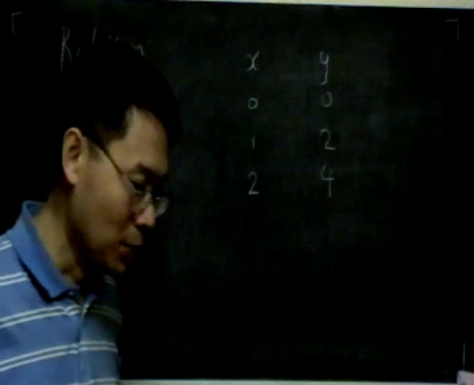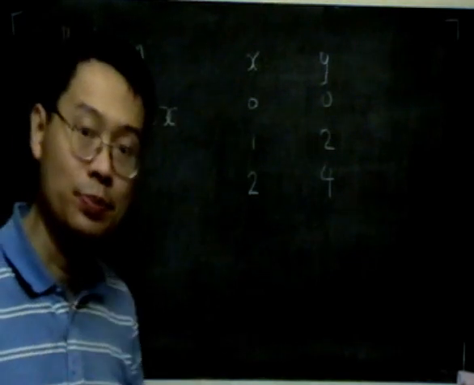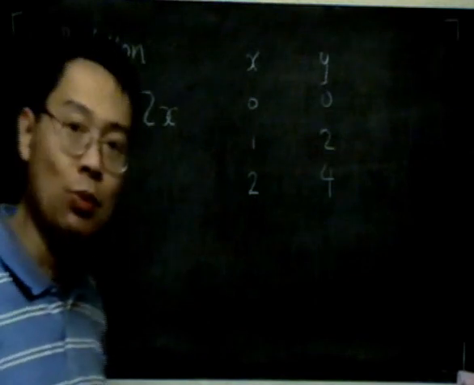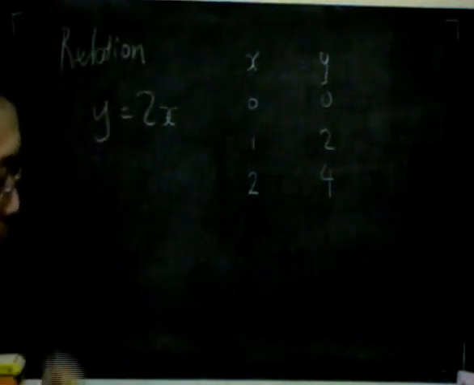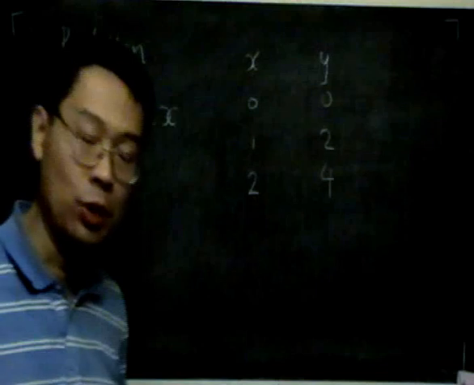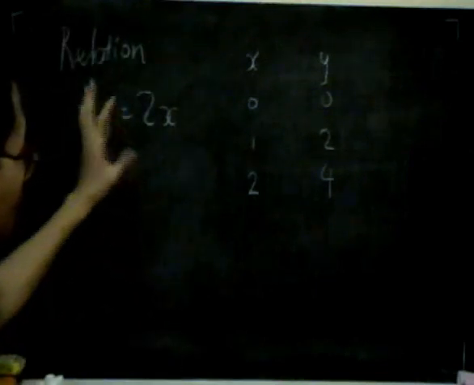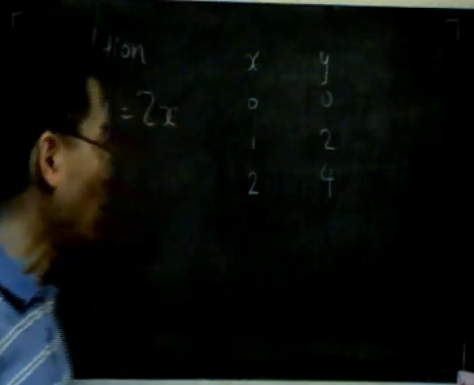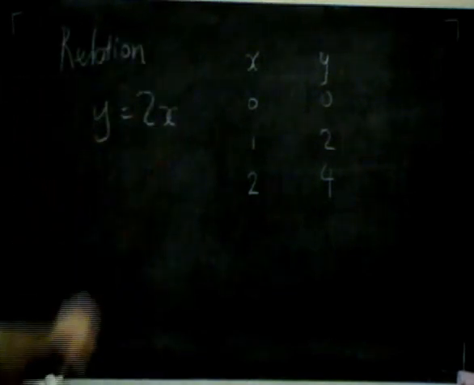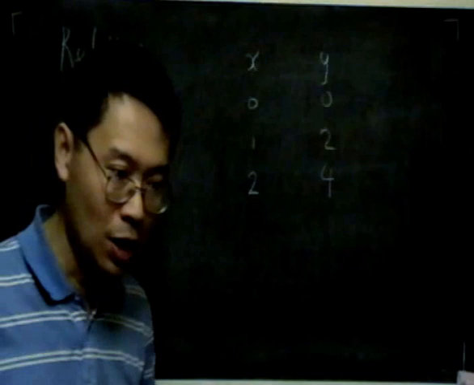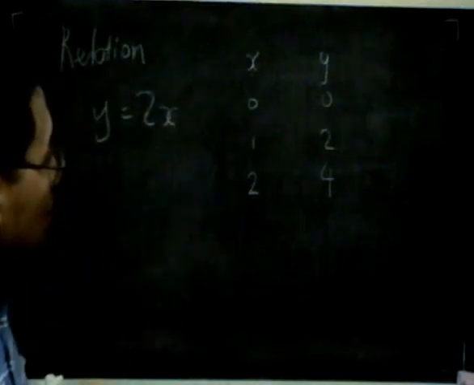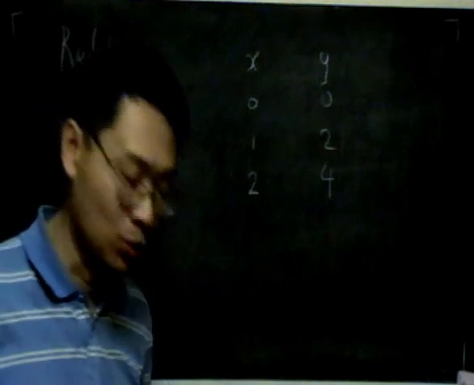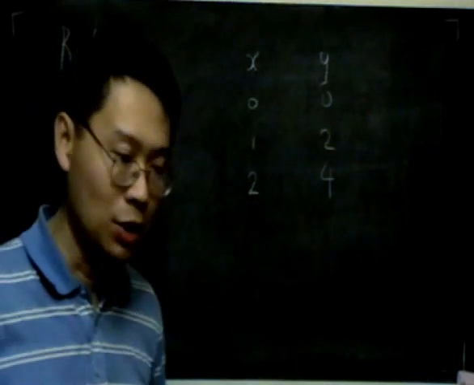Now, you might wonder, what if I use a different equation? Why do I have to use this equation? And you're quite right, I don't. I can simply make up another equation like y equals x squared, or y equals x plus 2 instead of x times 2, and I can have another set of possible values of x and y. But that would be another relation.